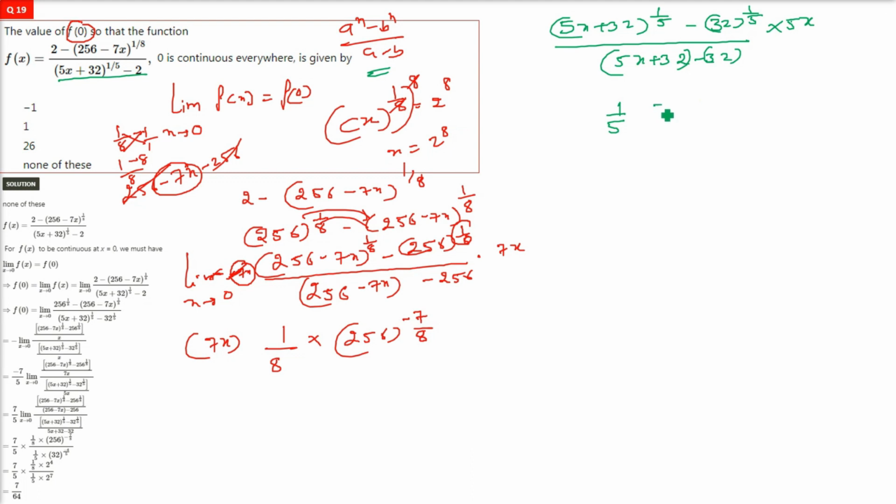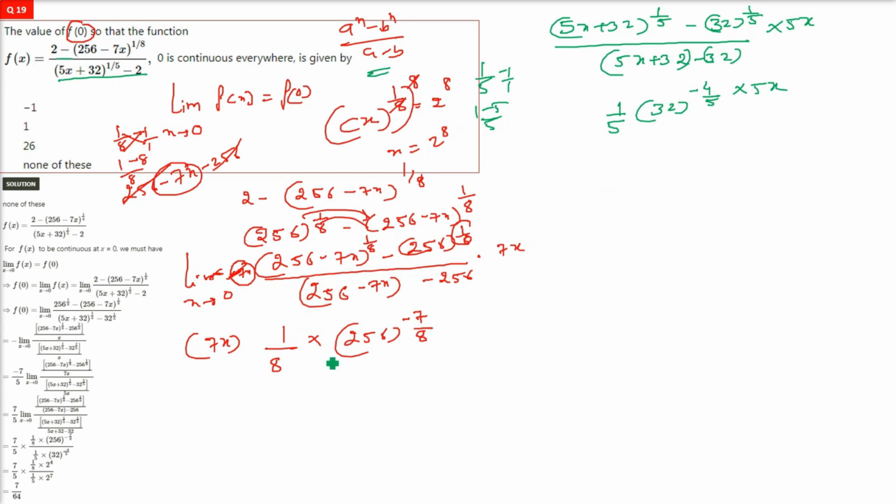So what is the solution? 1 by 5. 32 to the power 1 by 5 minus 1, which is going to be negative 4 by 5. So negative 4 by 5 it is. And we already have a 5x here.